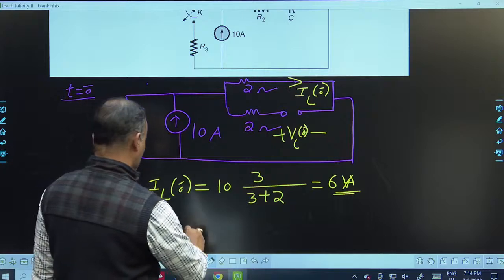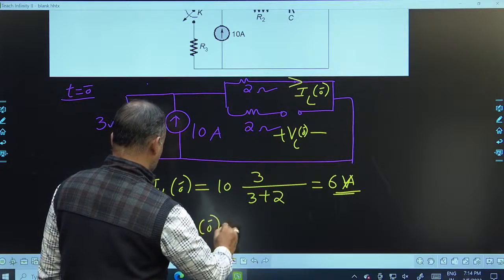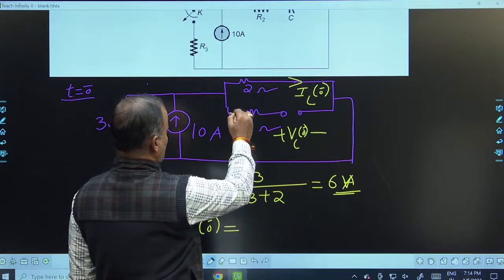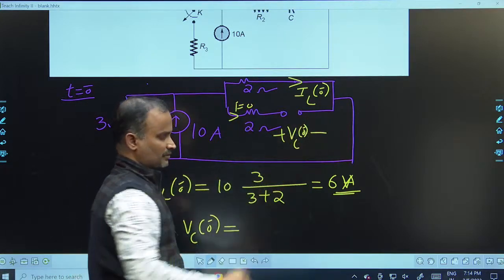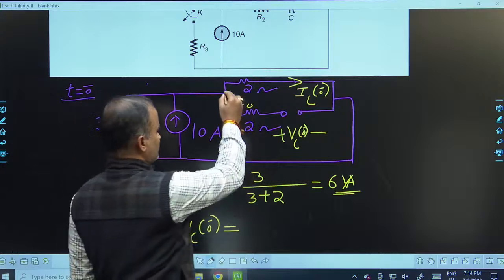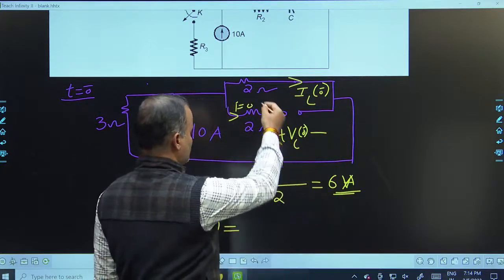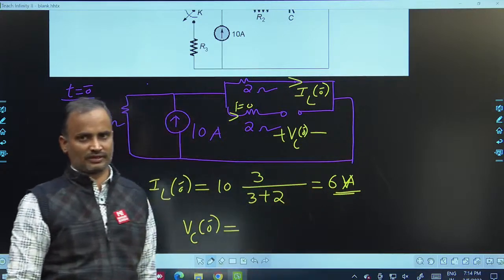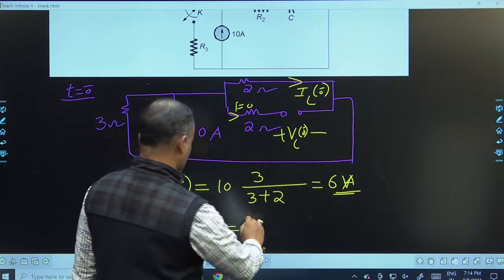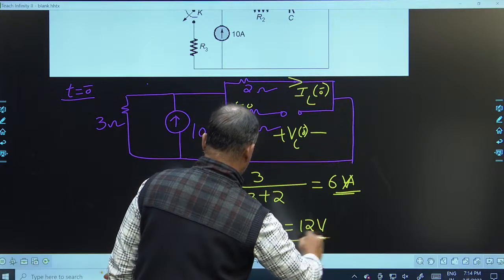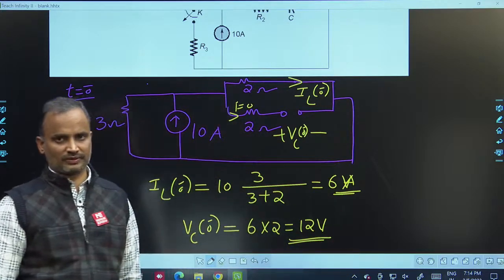Now let us find the voltage across the capacitor. In this branch no current is circulating, because it is open circuited. The voltage across this 2 ohm resistor and the voltage across the open circuit are the same. In this 2 ohm resistor we got 6 amperes. Now 6 into 2, the voltage will be 12 volts. Now we have the initial values.